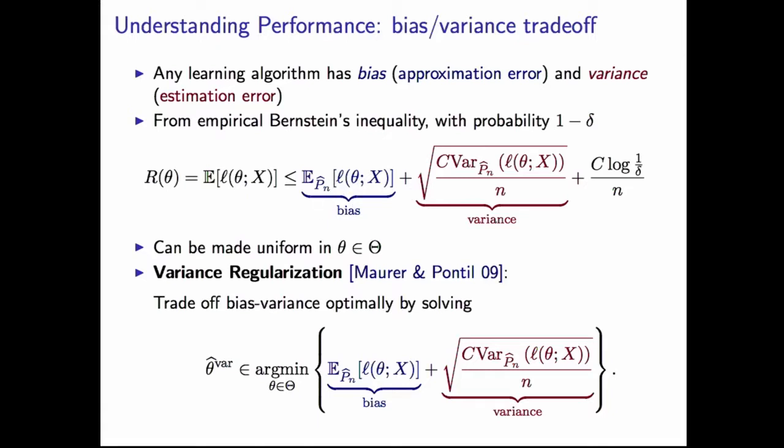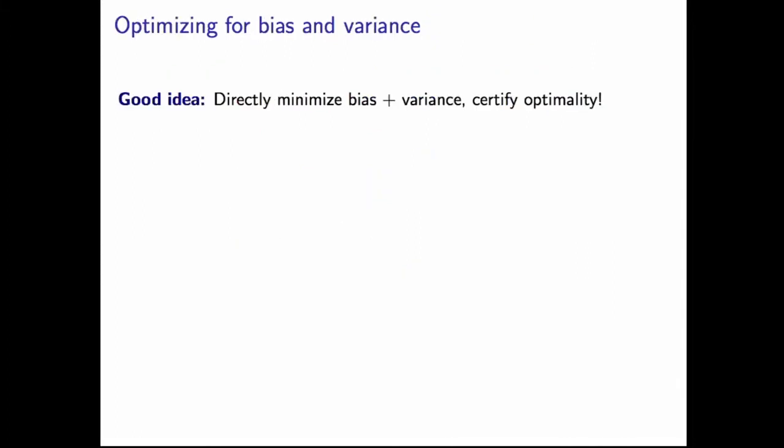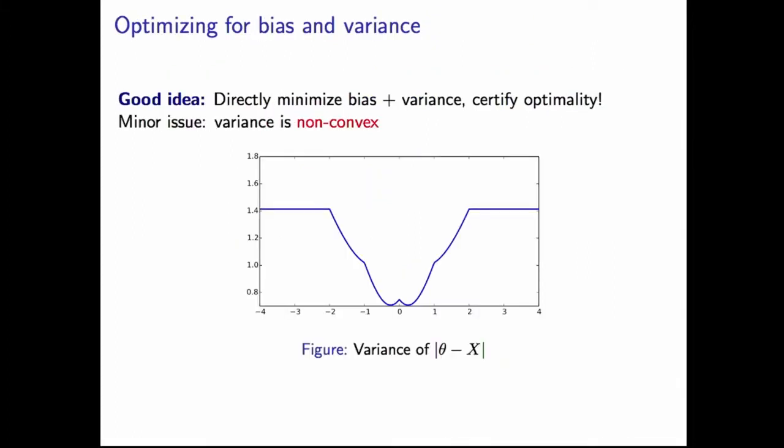Okay, so this seems like a good idea. However, there is a minor issue in that even when you have a convex loss function, the variance of the loss may be highly non-convex. So here I've plotted the variance of this simple L1 loss in one dimension. And you can see that it looks pretty funny even in this one-dimensional example. So who knows what it looks like in higher dimensions.